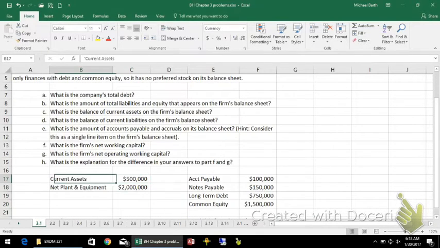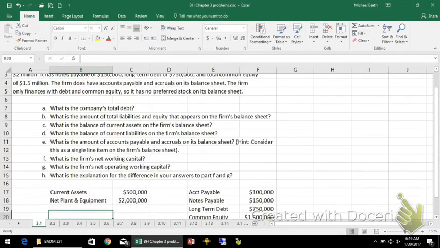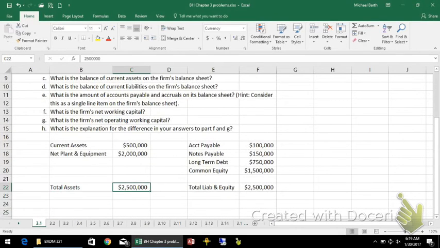The current assets and net plant and equipment are given. We're told that the assets consist of current assets and net plant and equipment. There are no other types of assets. The total assets are $2.5 million and plant and equipment is $2 million. That means that the current assets must be the other $500,000.